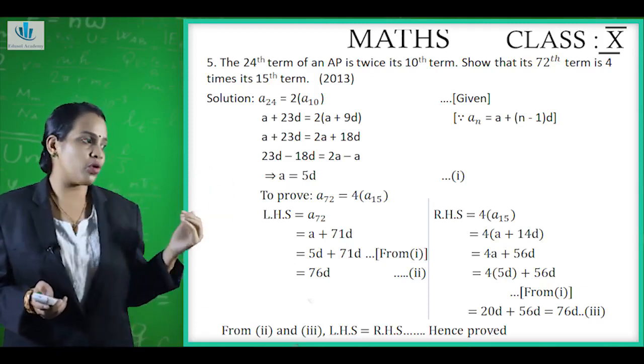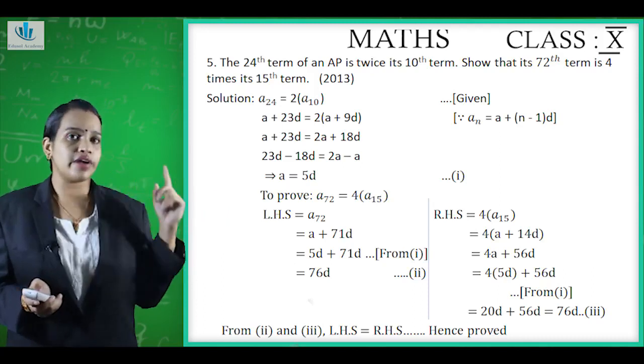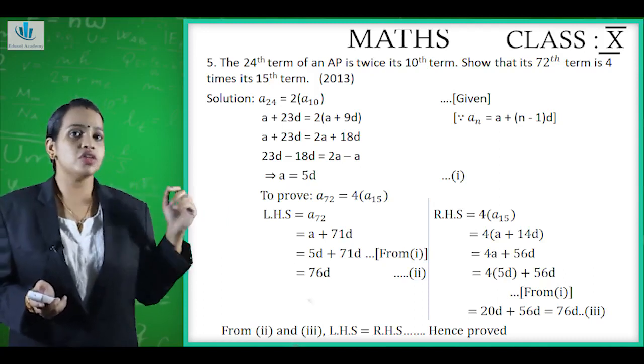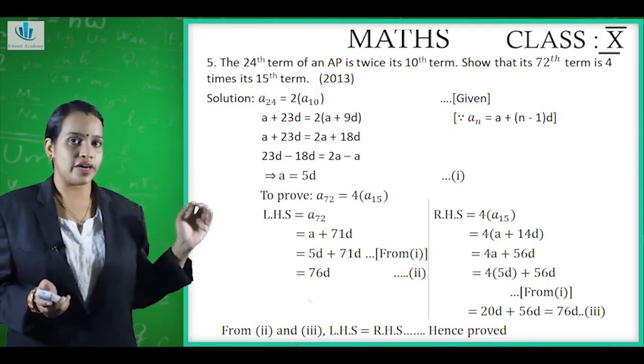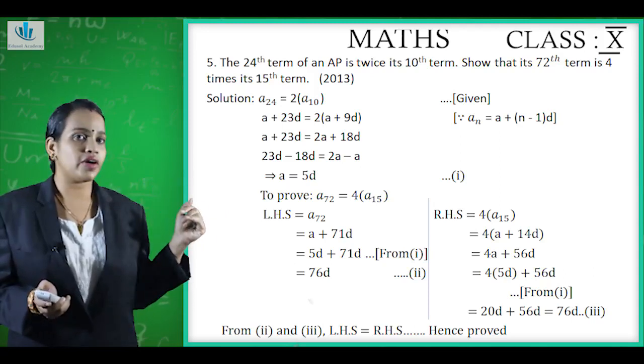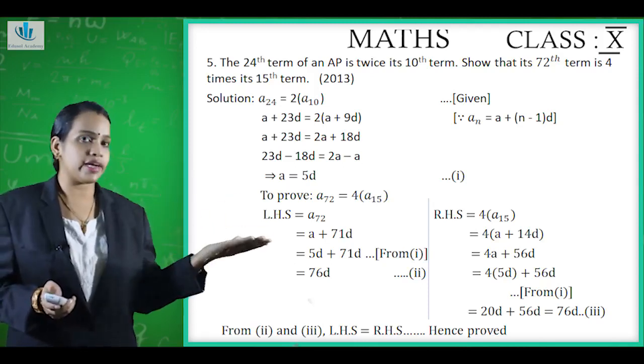So when we put the formula over here, it becomes a plus 71d. We have found out the value of a, it is 5d. So we will put the value of a here, so it becomes 5d plus 71d. So 5d plus 71d gives 76d. Now we will solve the right hand side.